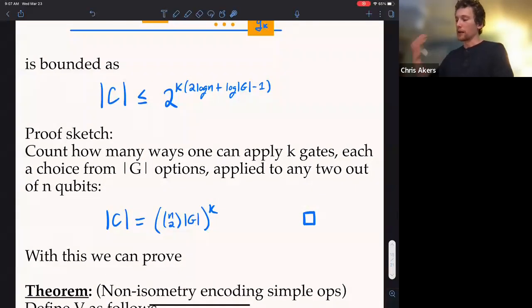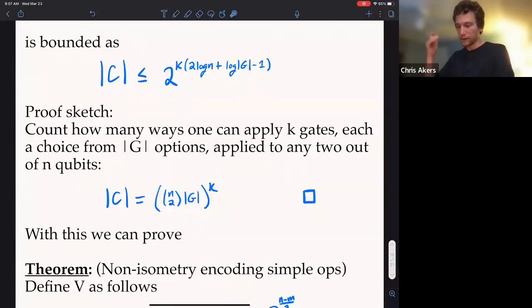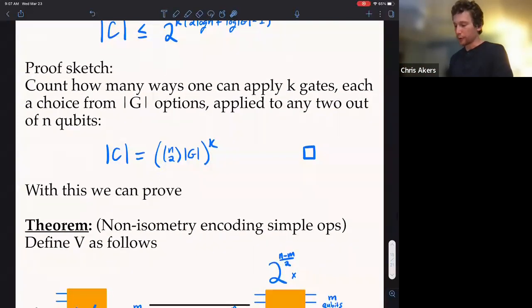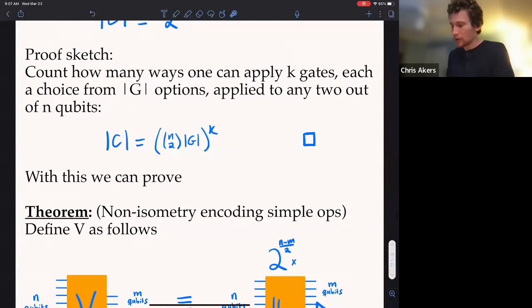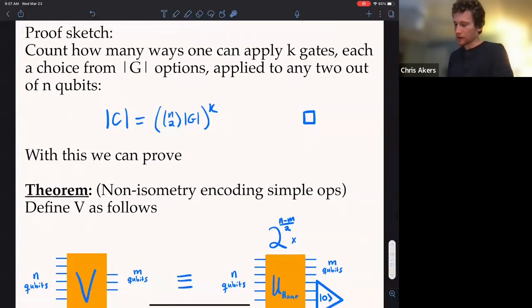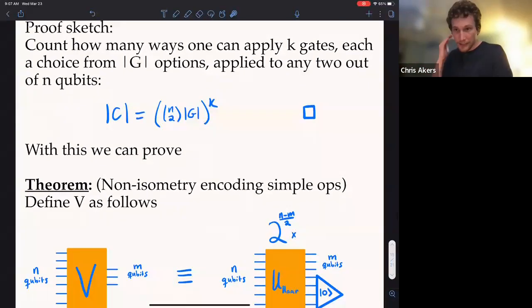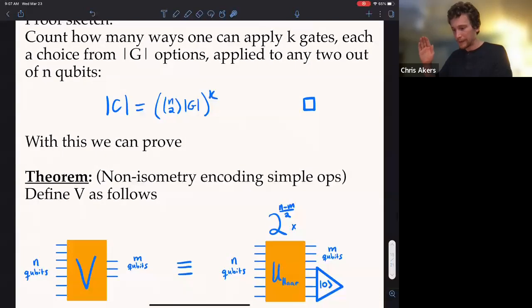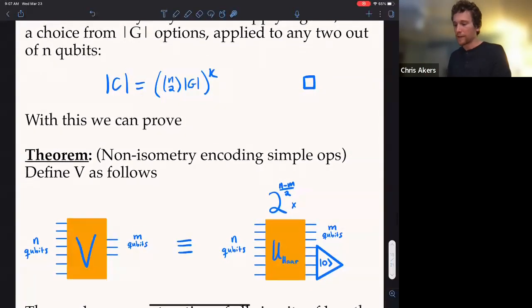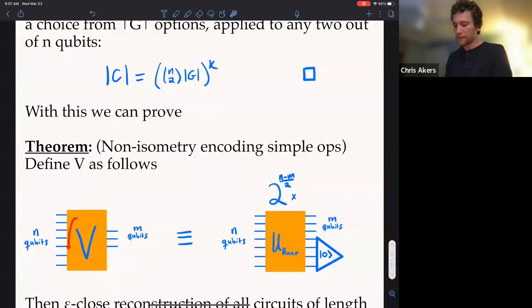And with this lemma, where we've counted the number of circuits of length k, you can prove the main theorem, which says the following: that there are non-isometric codes that encode all short circuits, or all circuits of sub-exponential length. So we define V as follows. Remember, V is some non-isometric map from n qubits to a smaller number, m qubits.